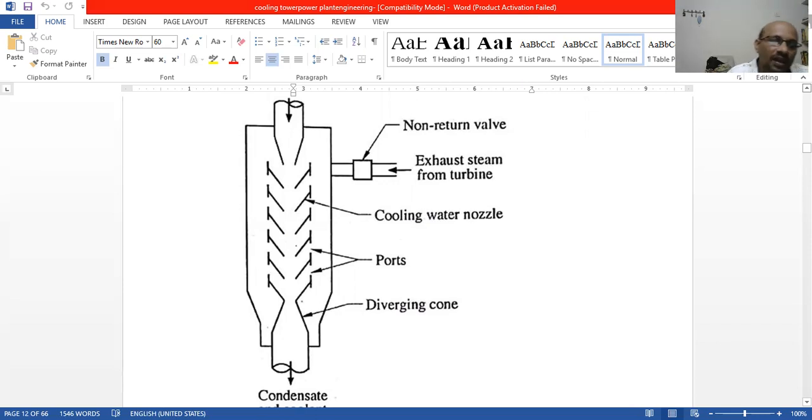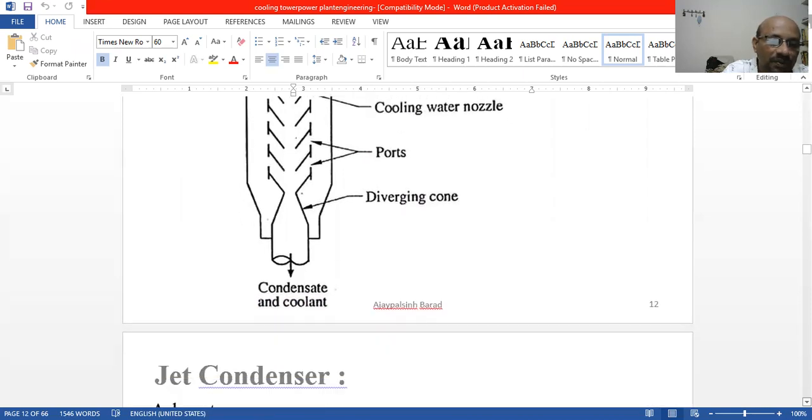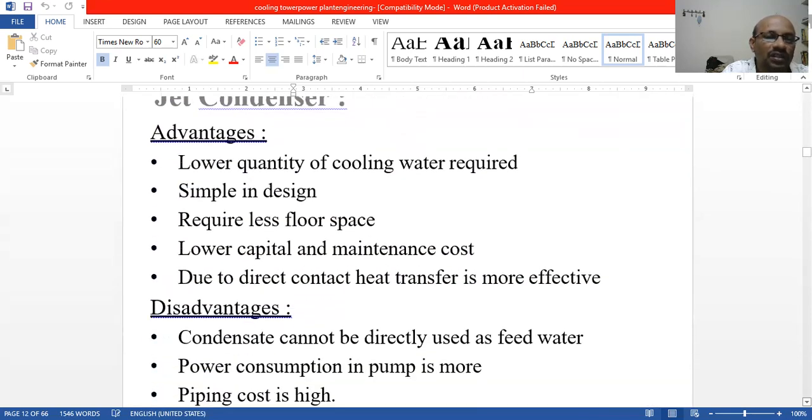See, by observing this figure, one more part is not there. Which part is that? The air removing valve is not there in this. That is one of the disadvantages of this ejector condenser. Another one more thing is there.